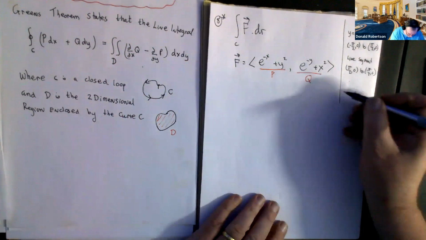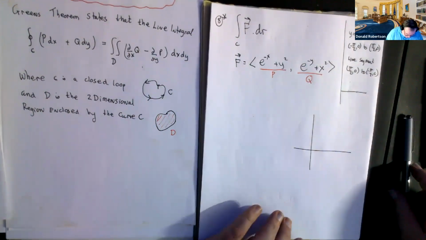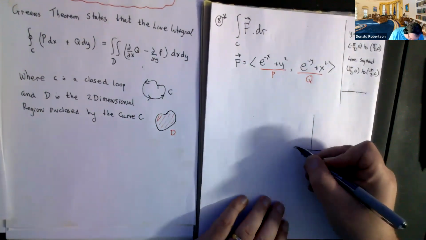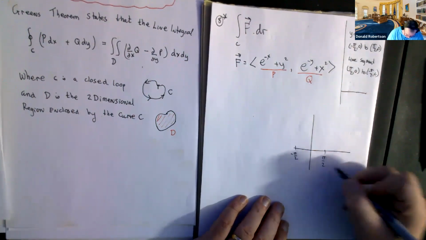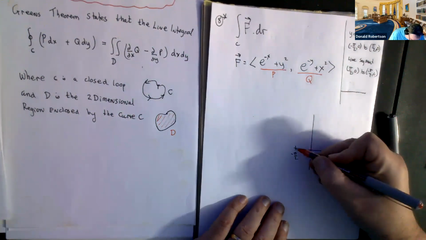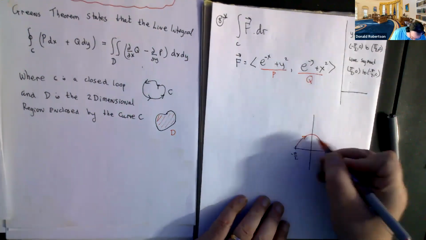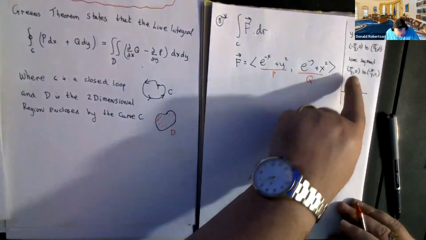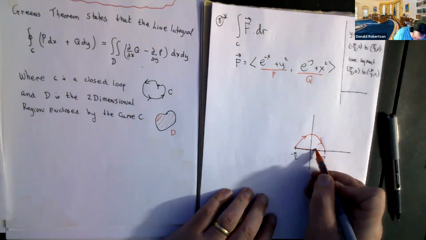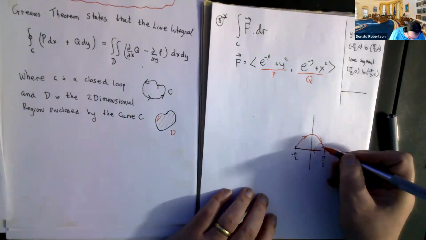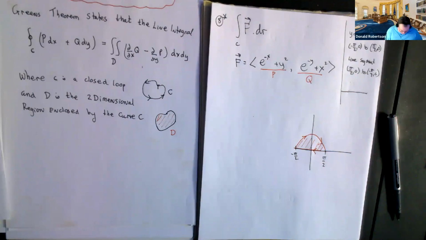So let's see if I can sketch what that looks like. If you do -pi/2 and you do +pi/2, then the cosine function looks like that. And so you're going that way. And then pi/2 to here basically just means you come back that way. So this is the region D.